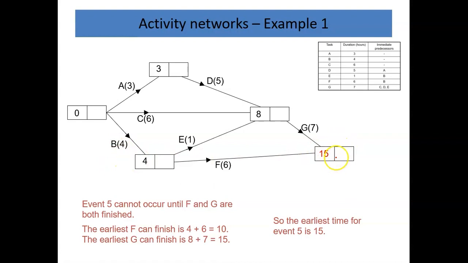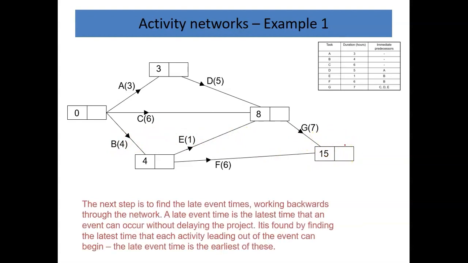Now what we then do, having done this forward pass as it's called, we do a backward pass, and we look at what are called the late event times. It's the latest I could do the activity without affecting the efficiency of this process. Sometimes it's exactly the same as the early event time. Sometimes there's a difference. It might be I've got a bit of downtime on one of these activities. You don't know until you do it.